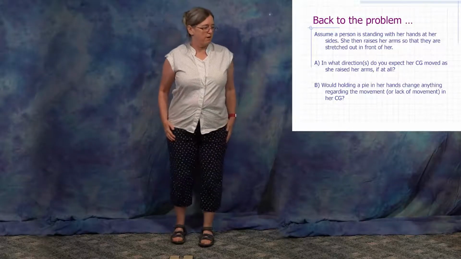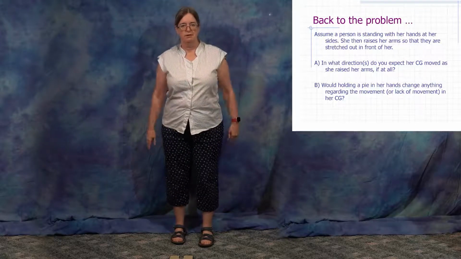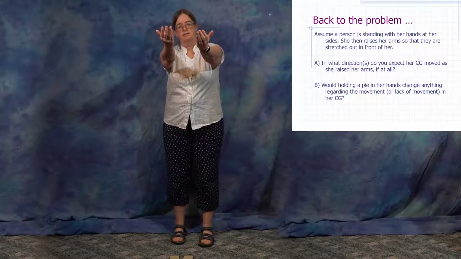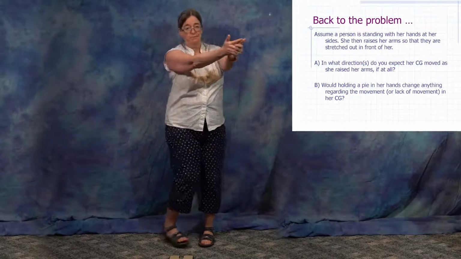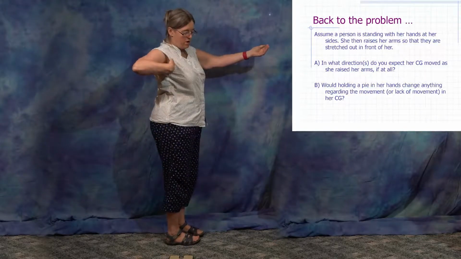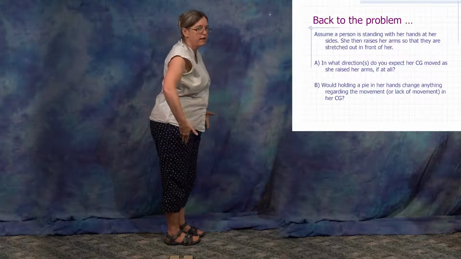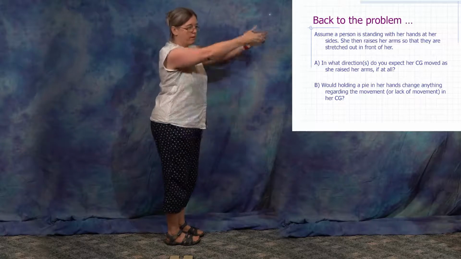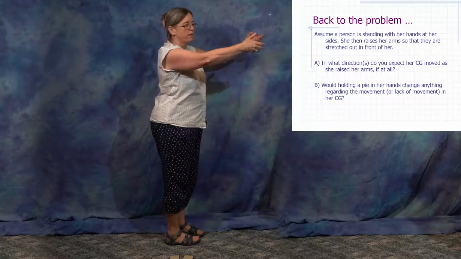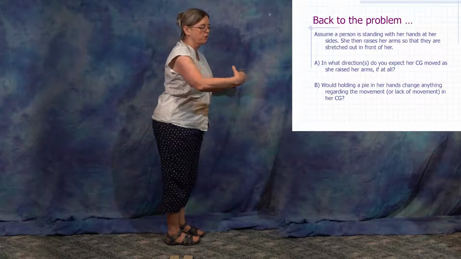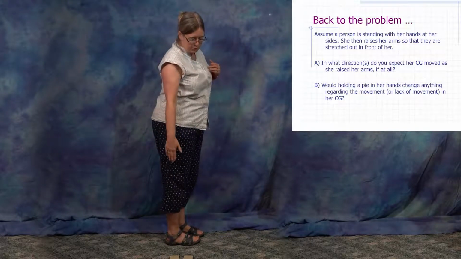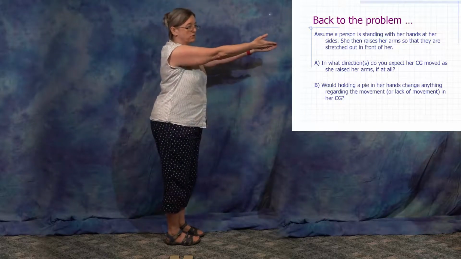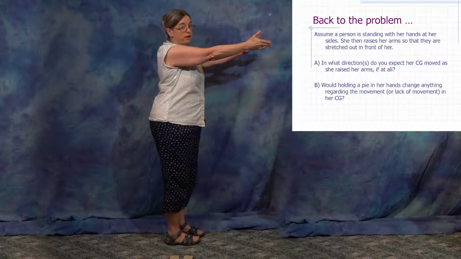So back to our original problem. A person raises their arms up in front of them. Essentially what's going to happen is their center of gravity is going to go up because there are body parts that have now gone up. The weight of our arms that were down here are now up here, so our center of gravity is going to go up. And it's going to go forward because, again, the weight of our arms moved up and forward. So the center of gravity of our whole body is going to move up and forward.